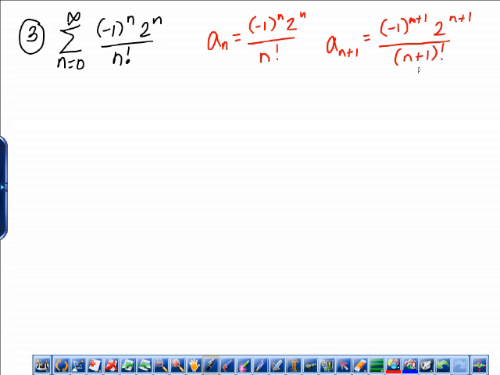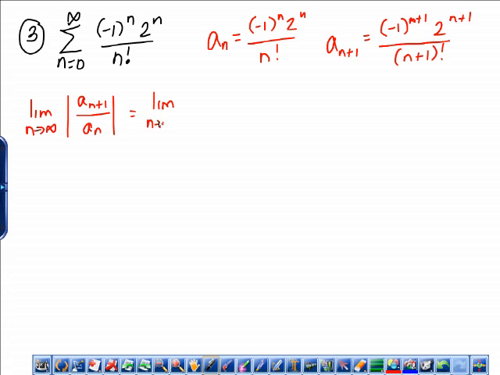Okay, so now we've clearly decided what is a sub n, what is a sub n plus 1. So now what we need to do is to do this limit. Remember, we're doing the limit as n approaches infinity of the absolute value of a sub n plus 1 over a sub n. And we're going to figure out, is this limit going to be greater than 0, less than 0, equal to 0? Okay, so let's go ahead and plug in our two statements.